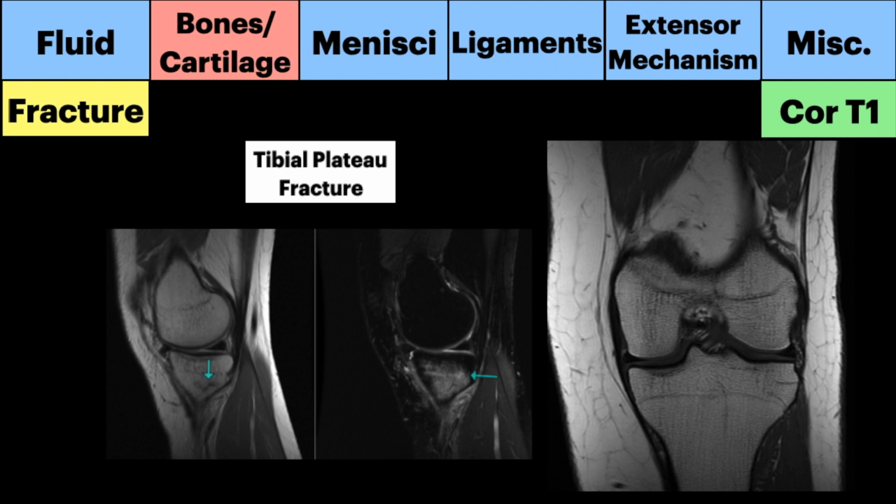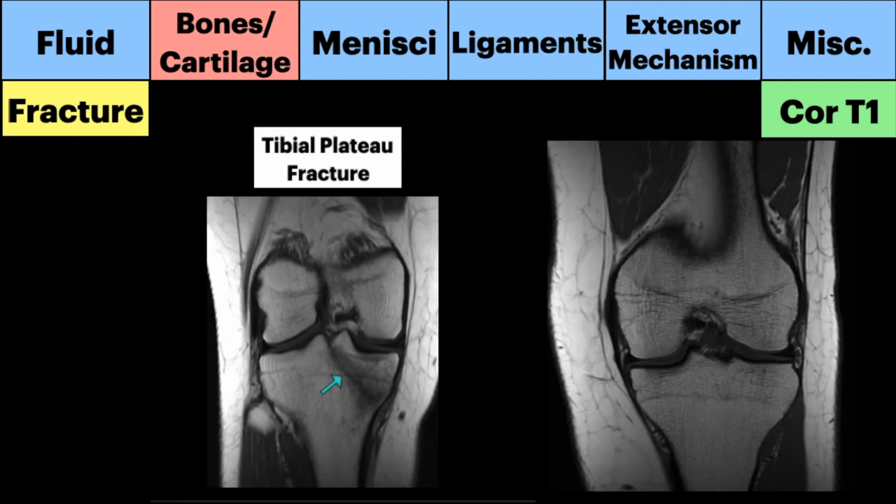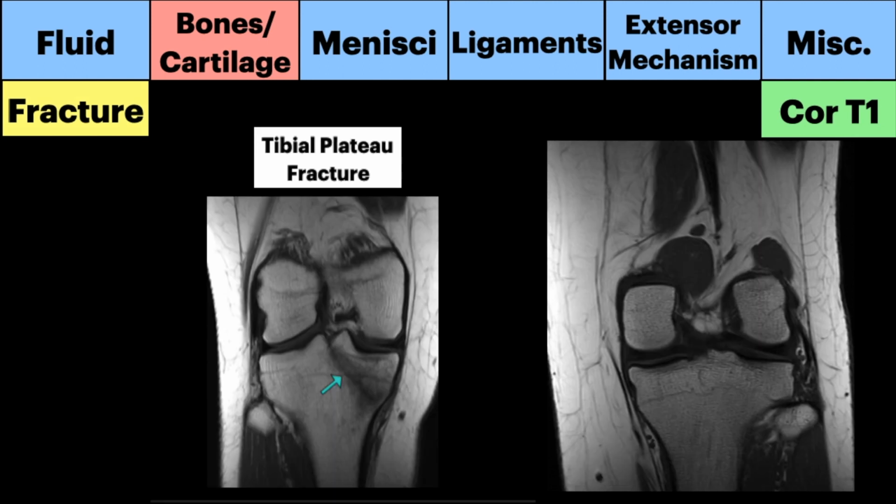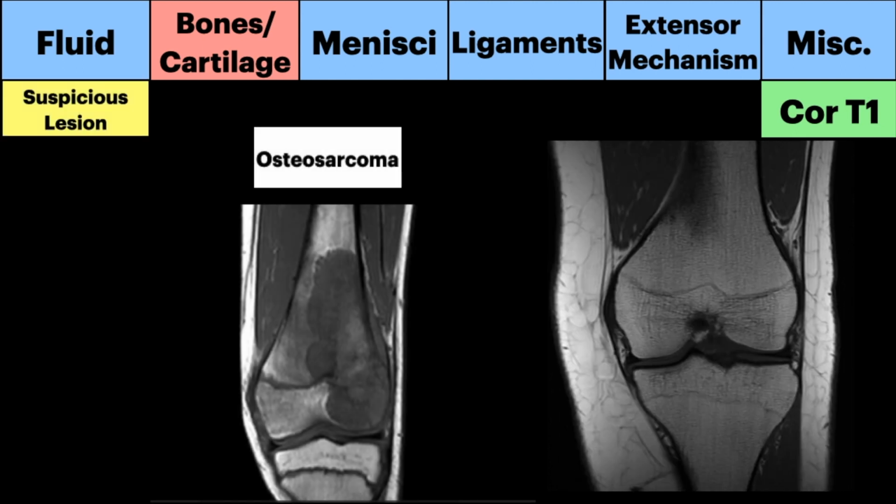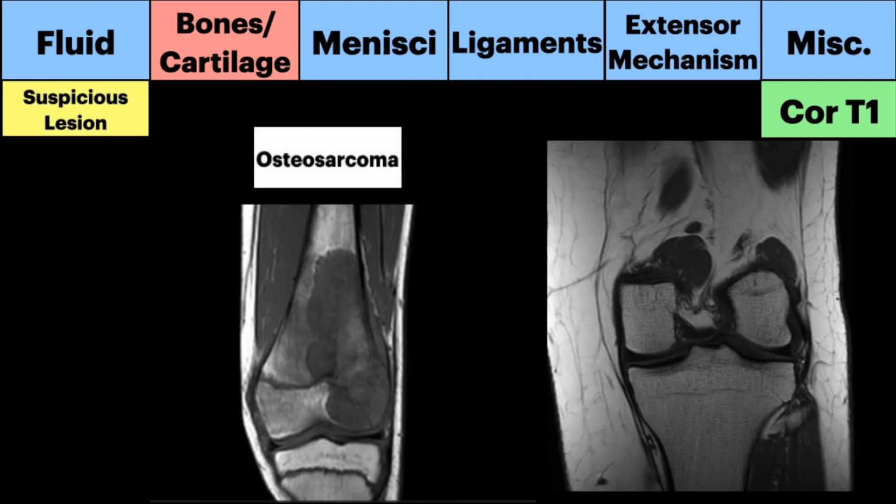Looking at fat-sensitive sequences, such as T1, is helpful to evaluate for T1 hypointense fracture lines. Suspicious lesions are often T1 hypointense as well, with loss of normal fatty marrow.